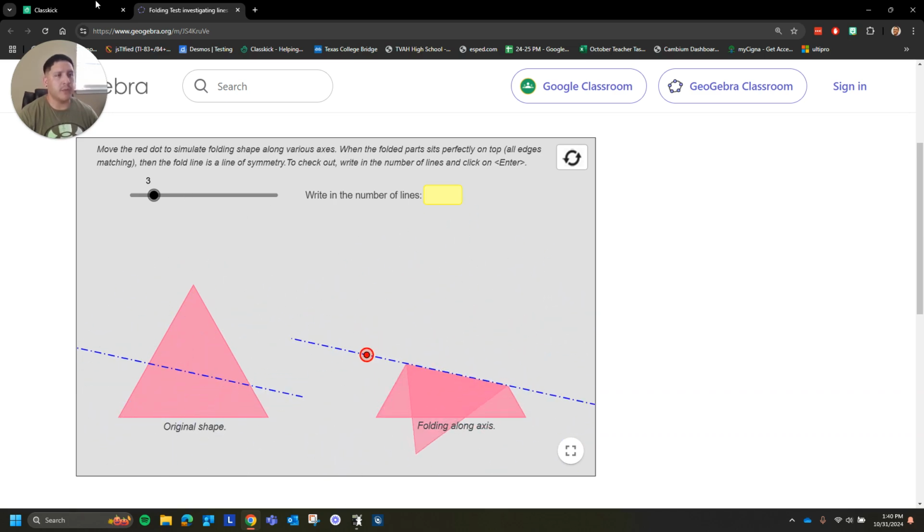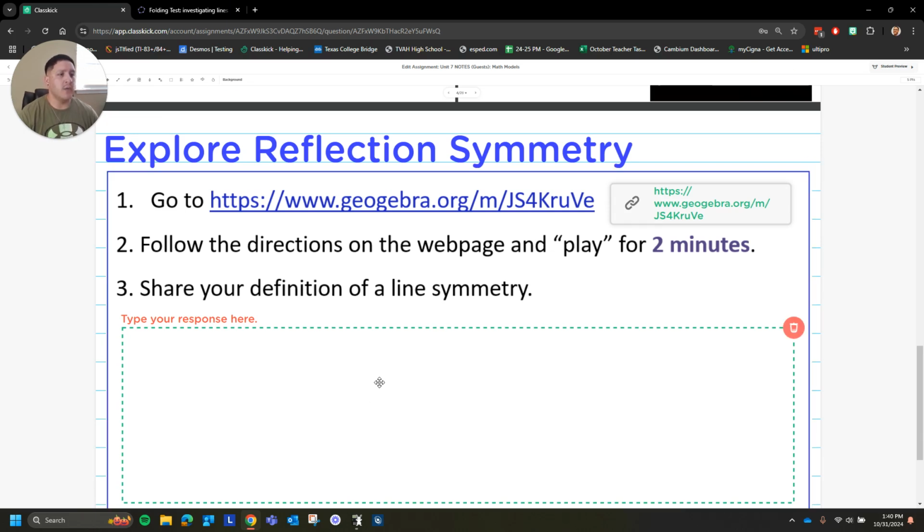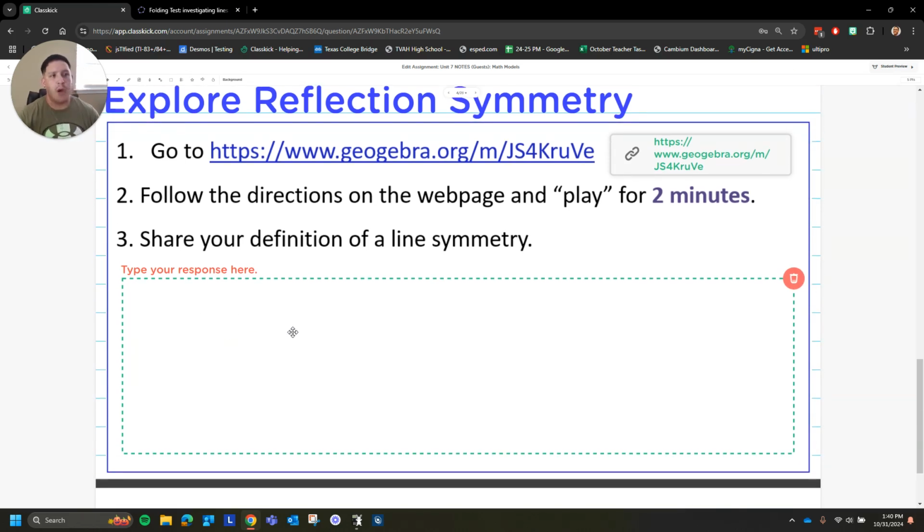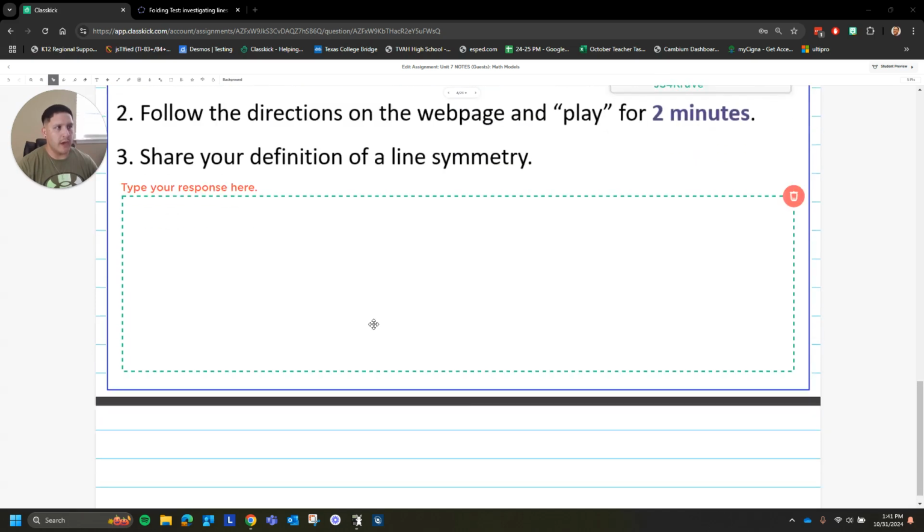Okay, so if you would like to explore that, go ahead, and then right here, type your response for your definition of what a line of symmetry is. After going through that explorative website, and after thinking about it for a little bit, what is your definition of a line of symmetry? And I'll just leave y'all to that. So if you want, go ahead and pause the video, do that. Otherwise, we're moving on.